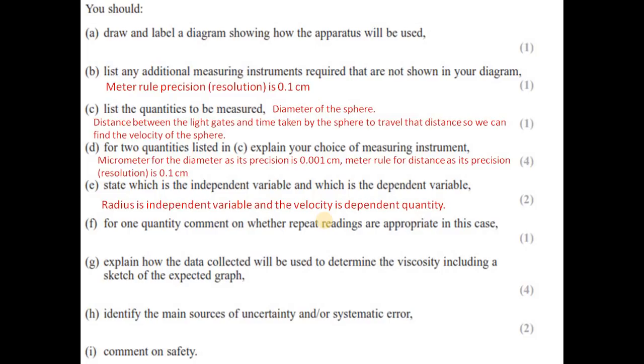For one quantity, comment on whether repeat readings are appropriate in this case. Indeed, in the case of measuring diameter, repeated readings are good. We need to measure the diameter at three different places or three different orientations, so that we can use the mean value in order to get a more accurate reading. So for diameter, yes, repeat reading is appropriate.